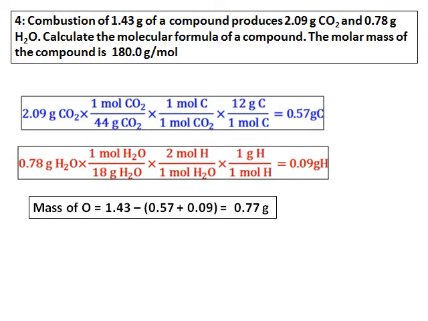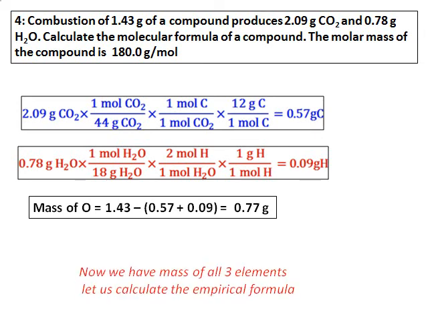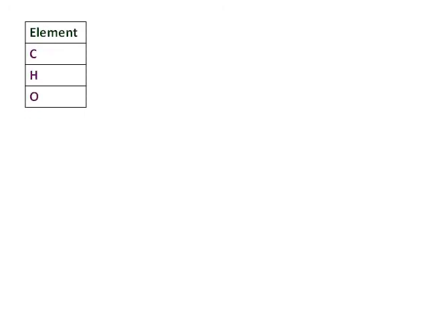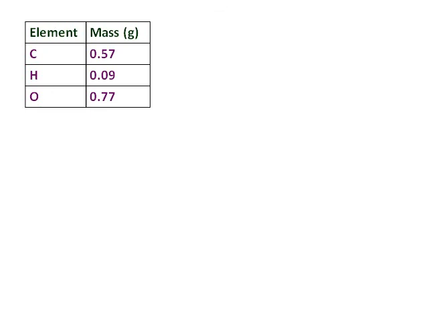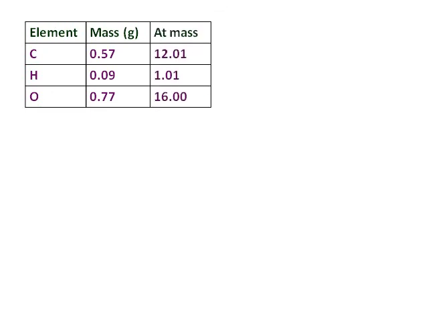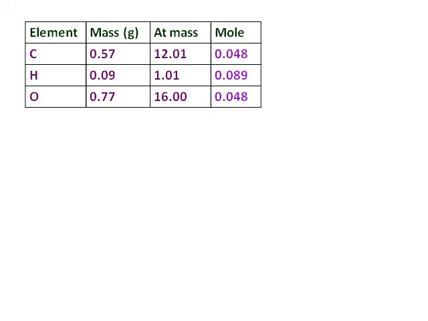So now we have to calculate the molecular formula. We have the mass of carbon, the mass of hydrogen, and the mass of oxygen. So let's proceed further and calculate the empirical formula. Continuing from the previous page, we know the elements are carbon, hydrogen, oxygen, and we also know their masses. Then we put in the atomic mass, and divide the mass by the atomic mass to get the moles.